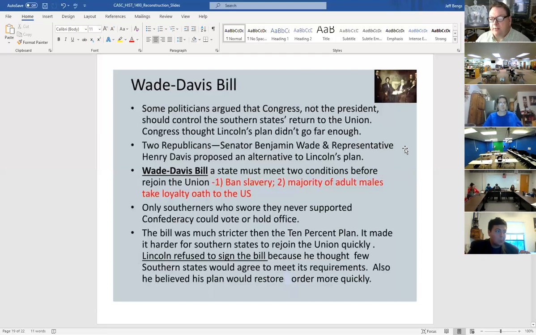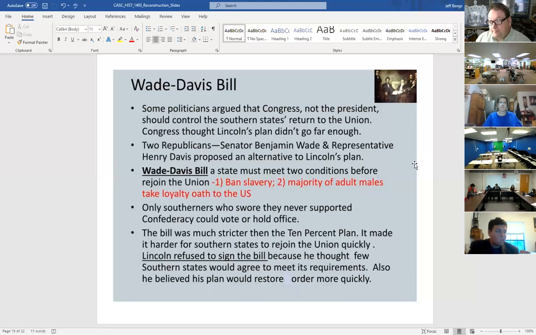So 2 senators, Benjamin Wade and Henry Davis, came up with an alternative plan called the Wade-Davis Bill. A state could come back in if they met 2 conditions. They had to completely ban slavery. It didn't matter if only 10% of the state said so. It had to be a complete ban.